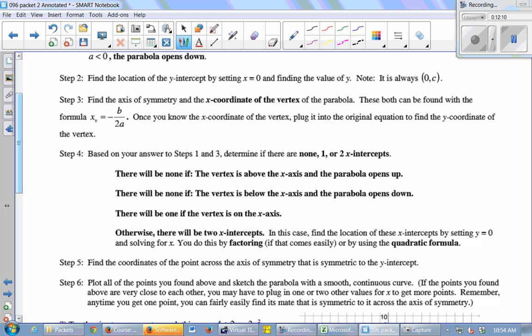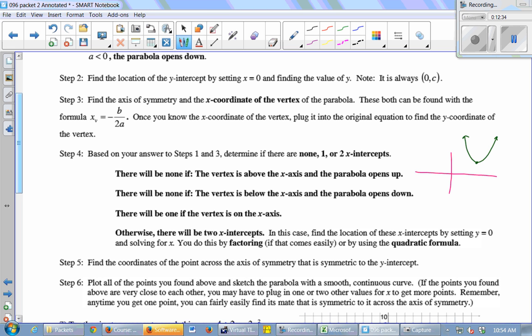The vertex is above the x-axis. Right? So here's my vertex above the x-axis, and the graph opens up. So it would look something like that. See, it will never cross the x-axis. So if you know the location of the vertex and you know whether it opens up or down, you can predict whether there will be x-intercepts.